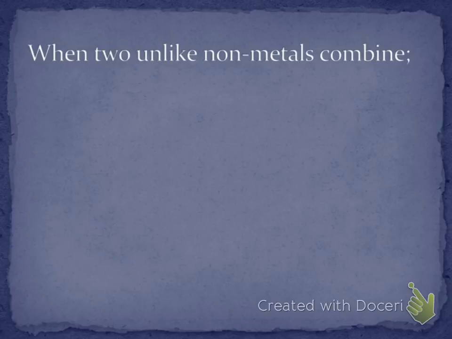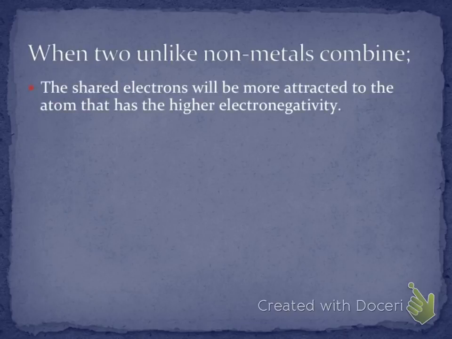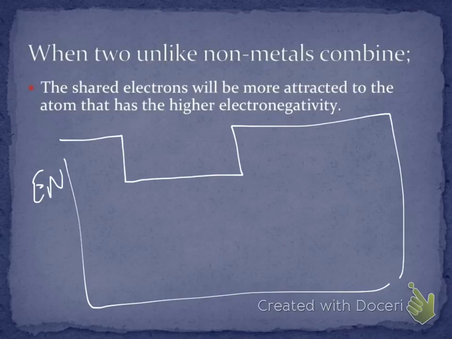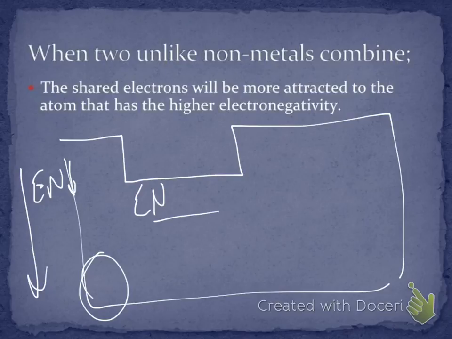Now, if we have two unlike nonmetals combining, one of them will have a greater electronegativity than the other, since they're not the same. Remember, we determine electronegativity based on periodic table position. The trend is that as you travel down a group, electronegativity decreases with increasing size. As you travel across a period, electronegativity increases with decreasing size. So the smaller you are, the tighter your charge cloud is, the higher your electronegativity will be.